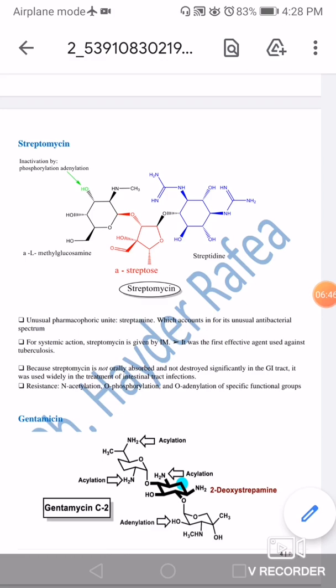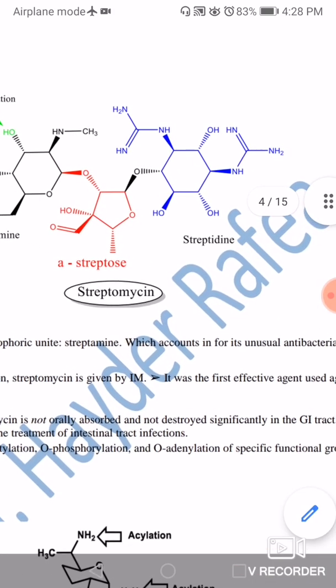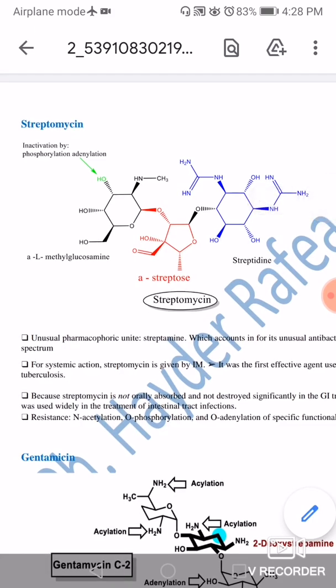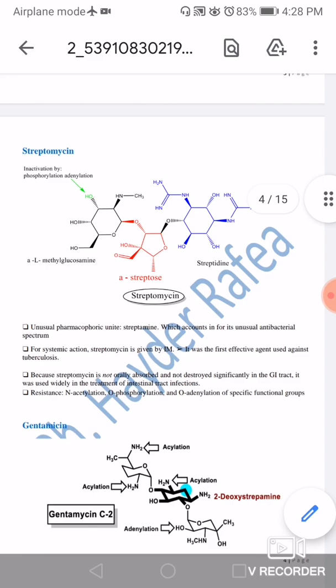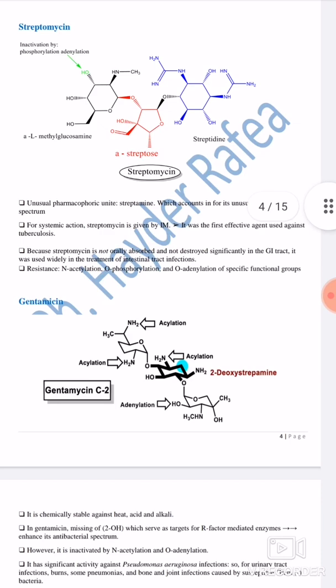As we see here, streptomycin is inactivated by phosphorylation and adenylation at this hydroxyl group. And we see the composition of streptomycin, which here is the streptidine, and here the alpha streptose and alpha-L-methylglucosamine. The unusual pharmacophoric unit streptidine accounts for its unusual antibacterial spectrum. For systemic action, streptomycin is given intramuscularly. It was the first effective agent used against tuberculosis. Because streptomycin is not orally absorbed and not destroyed significantly in the GIT, it is used in treatment of intestinal tract infection. Resistance is by N-acylation, O-phosphorylation, and O-adenylation at specific functional groups.